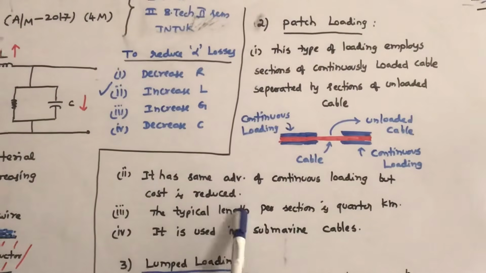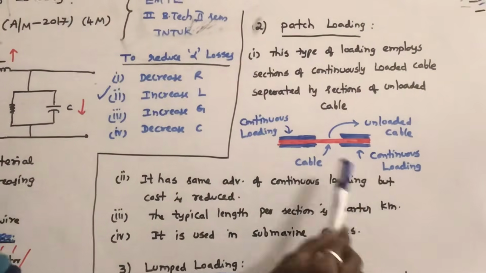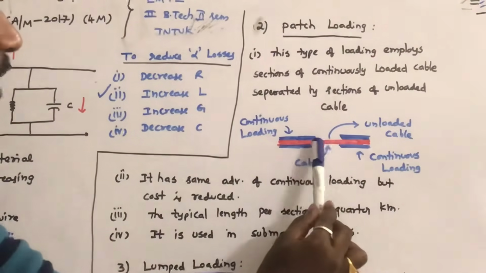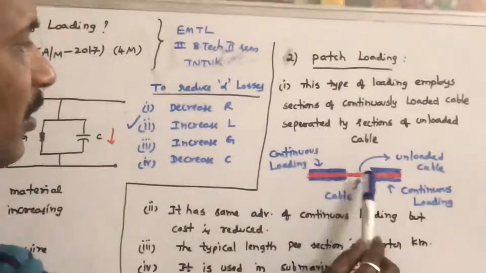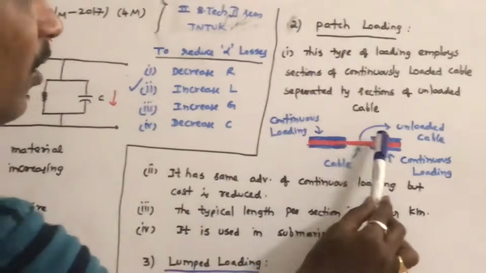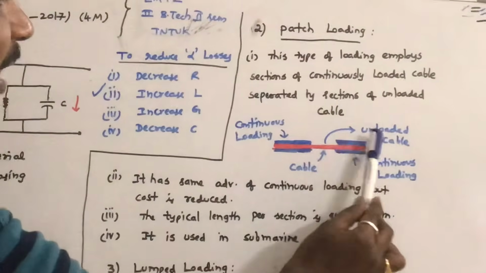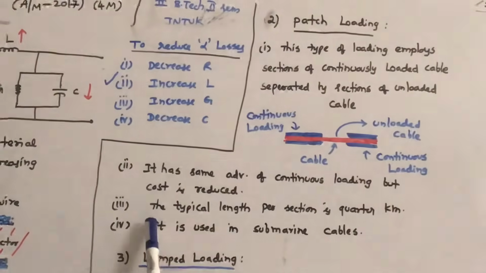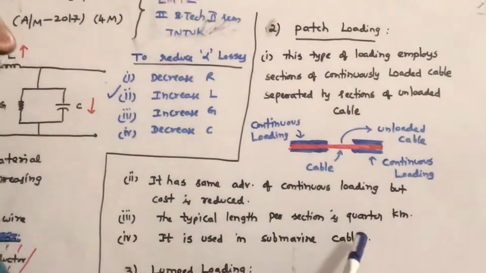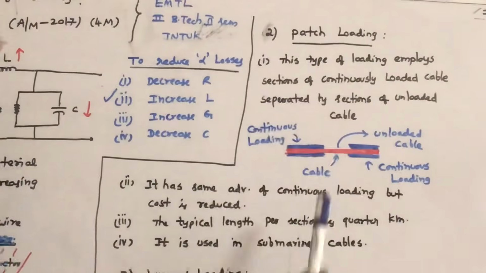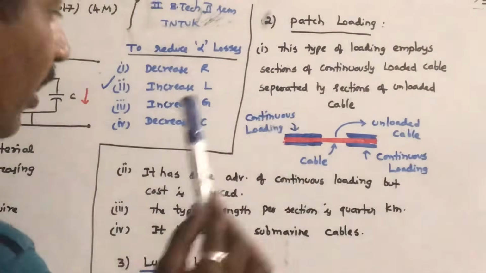The typical length per section is a quarter wavelength. That means the unloaded cable is generally a quarter kilometer, that is 1/4 kilometer, and again it is followed by continuous loading. It is used in submarine cables. This method of loading is generally done in submarine cables.